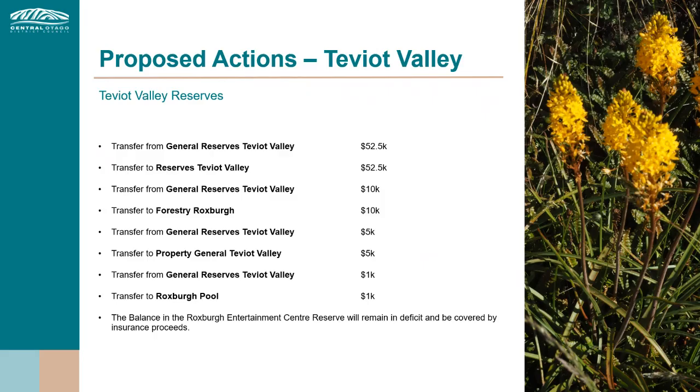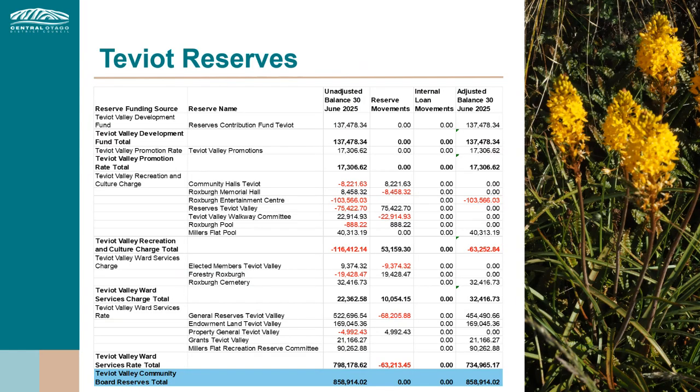So if you then go into the next slide, you can see those changes. Ultimately, it's a $68,000 reduction in your general reserve, 522,000 to 454,000. The deficit balances, apart from the entertainment centre, are eliminated. It effectively deals with, gets rid of the reserves Teviot Valley, it pays for deficit balances within its group.